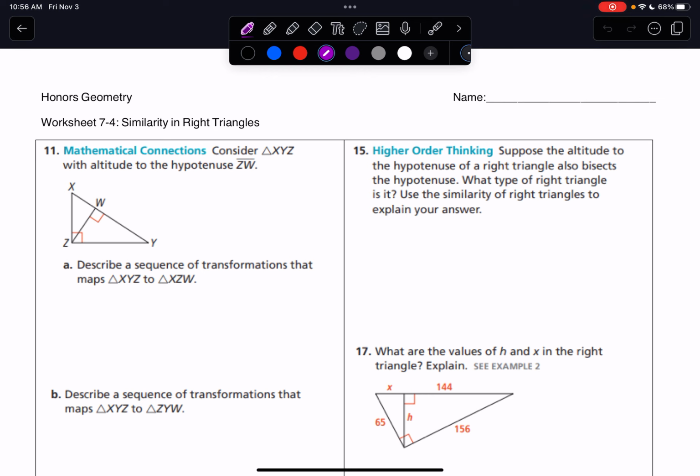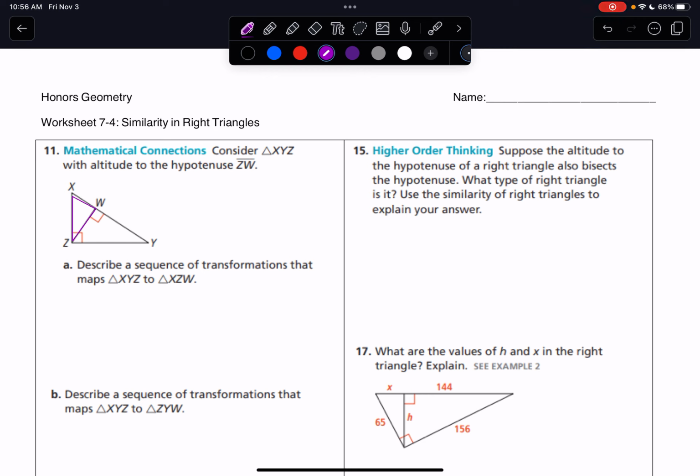11 says, consider triangle XYZ with the altitude to the hypotenuse ZW. Describe a sequence of transformations that maps triangle XYZ, the big triangle, onto triangle XZW, which is the little triangle here. So how do we go from the main big triangle to that small triangle? So of course, first we need to make our big triangle smaller. So we're going to dilate triangle XYZ.